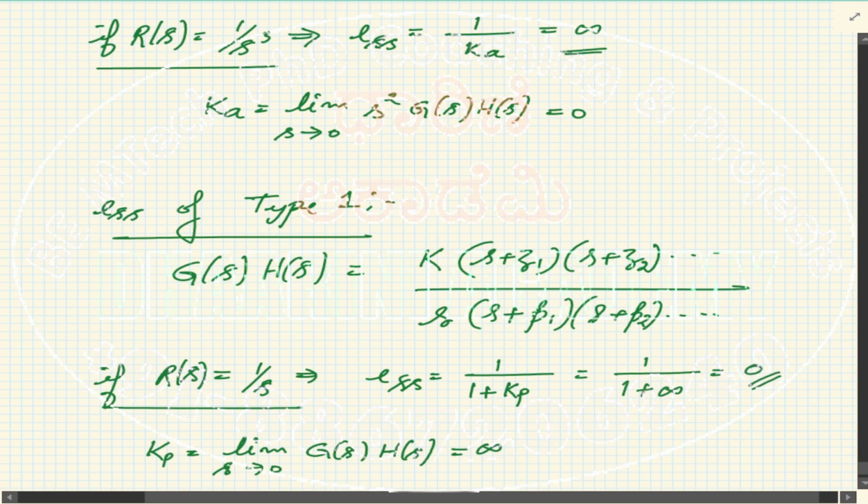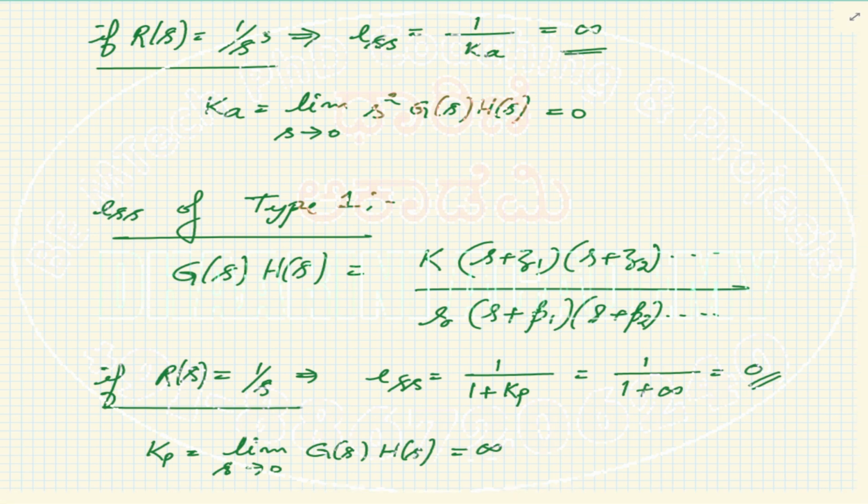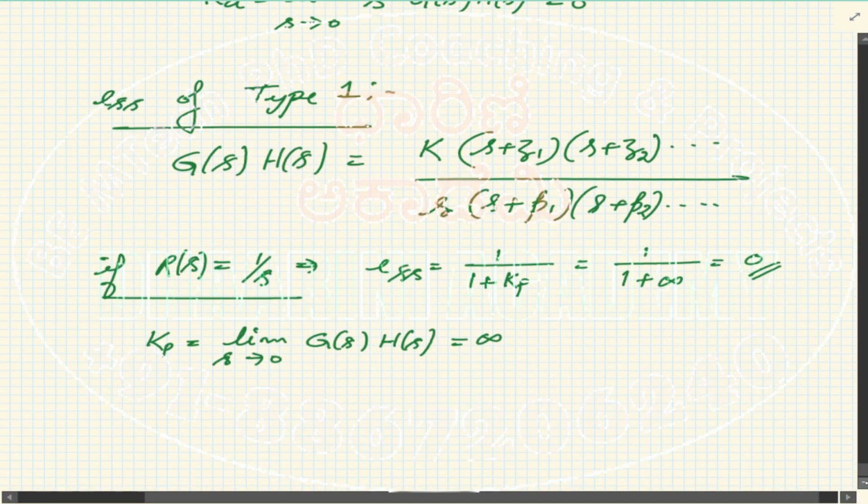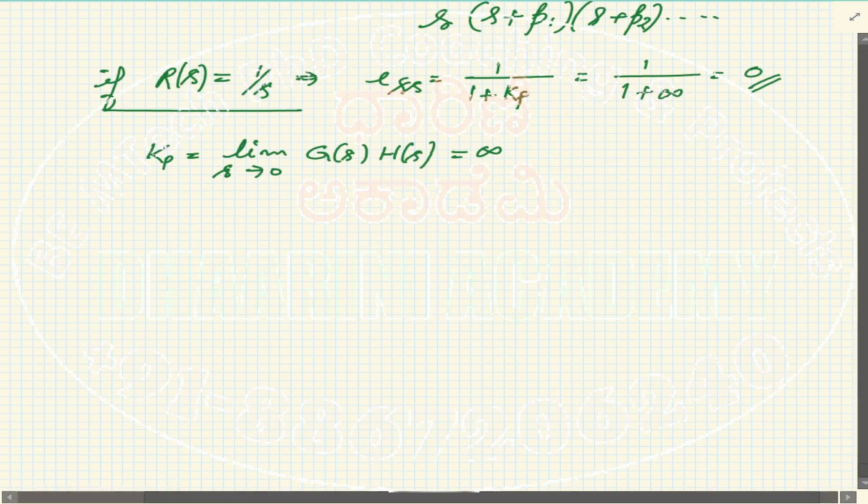So now you see, for a type 1 system, if the input provided is a unit step, there is no error. For a step input, a type 1 system, you get the exact answer. Whatever is required, you are going to get. There is no error. That's the meaning of this.